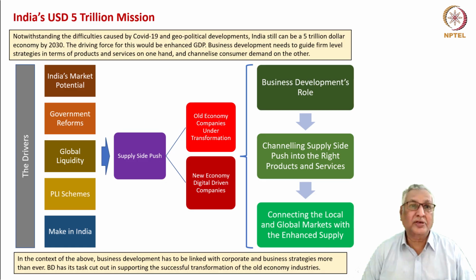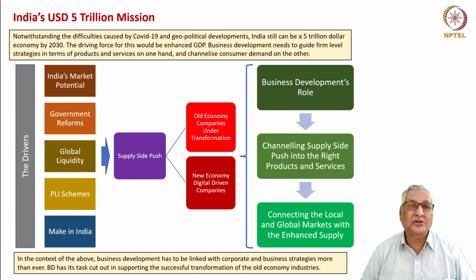India has a $5 trillion mission. We have had difficulties caused by COVID 19 and more recent geopolitical developments. However, India can still aspire to be a $5 trillion economy by 2030. The driving force for this would be enhanced GDP. Business development needs to guide firm level strategies in terms of products and services on one hand and channelize consumer demand on the other.